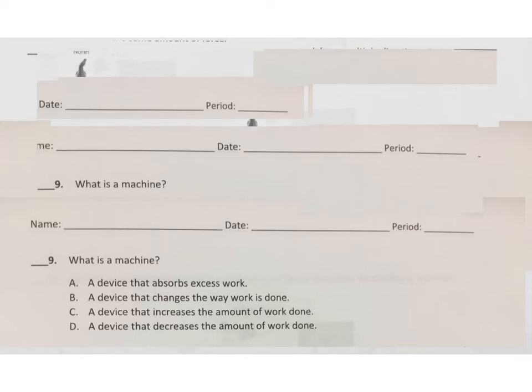But number 9, what is a machine? A, a device that absorbs excess work. B, a device that changes the way work is done. C, a device that increases the amount of work done. D, a device that decreases the amount of work done.